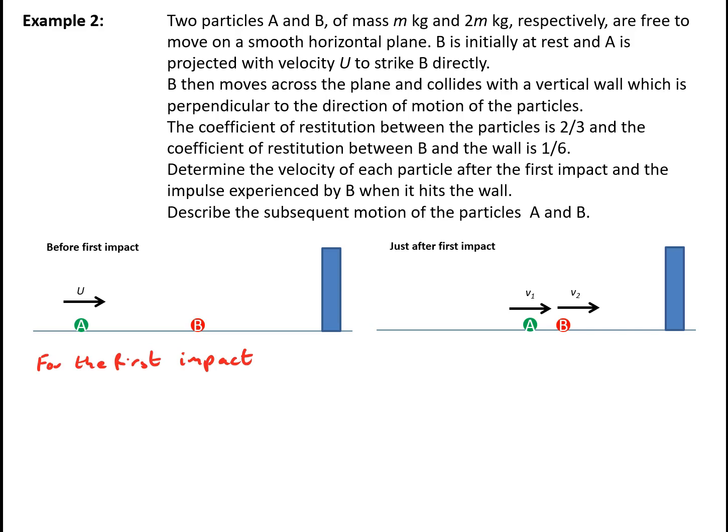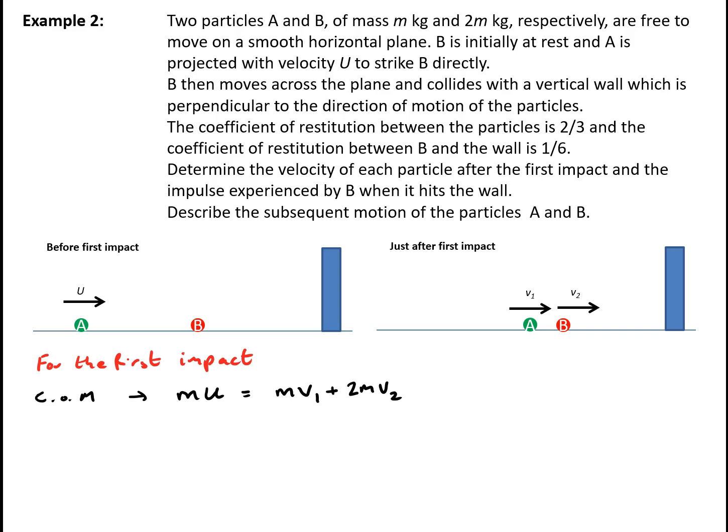If we now apply conservation of momentum to the right, then we have before the impact m times u. After the impact we have m times v1 plus 2m times v2.